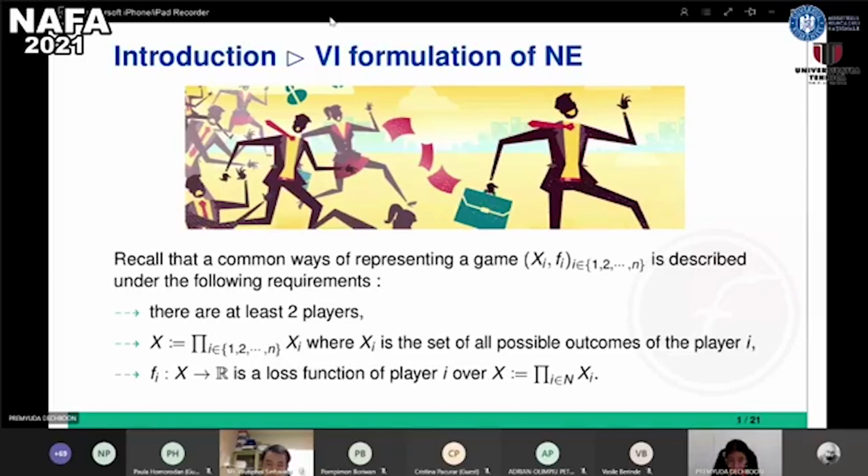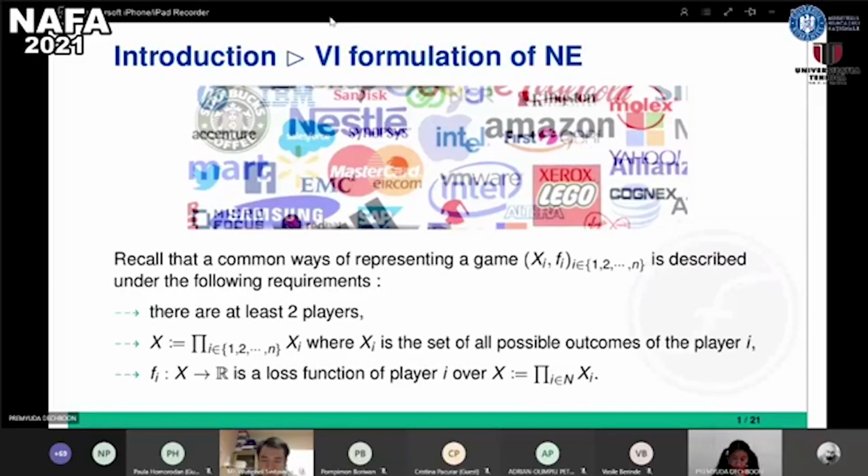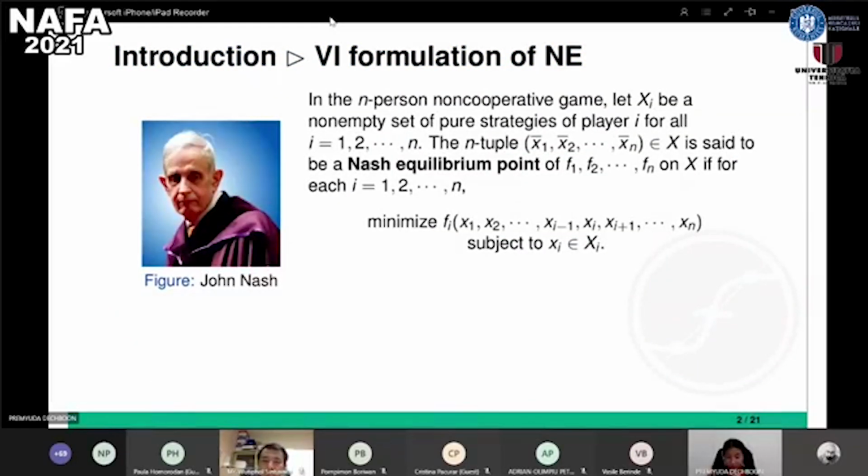The next one is the loss function. So fi is the loss function of each player. When we consider the loss function of each player, it means that the strategy sets of all players need to be considered as well. So we consider the set X, which is the product of all Xi, the strategy sets of each player, and the mapping fi maps to the real numbers. Another example is some other business, so that we can write it in the mathematical way.